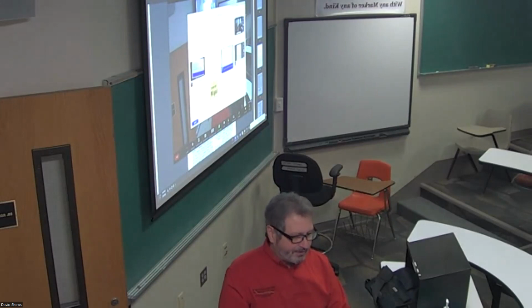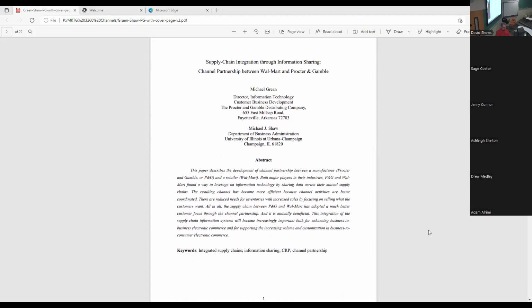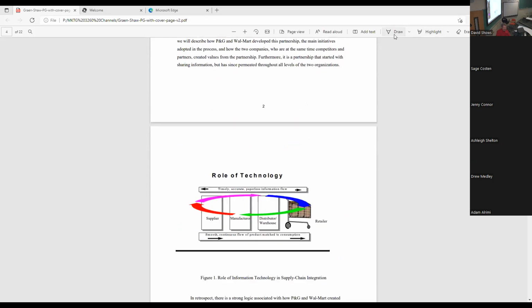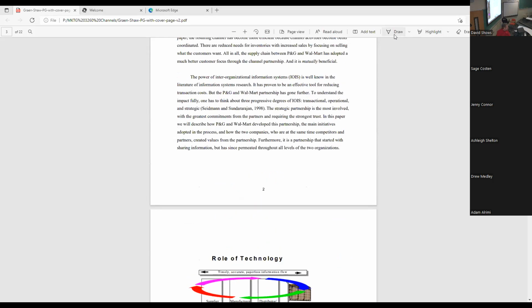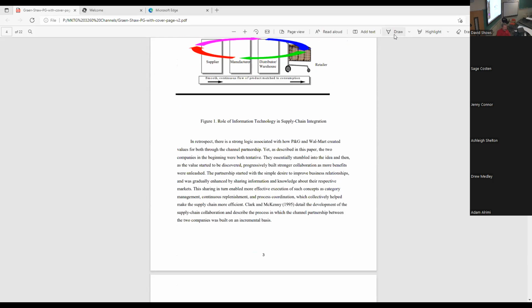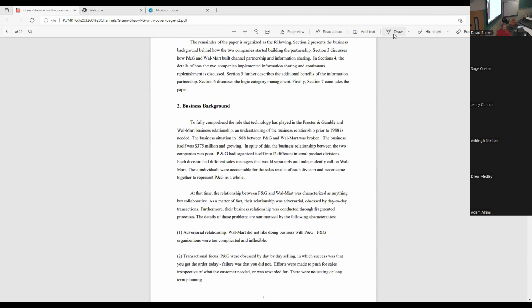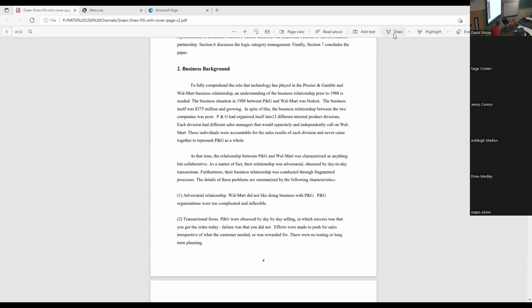And this is a very interesting article about the supply chain between Walmart and Procter & Gamble. I was reading this just before class, and I was thinking to myself, how far have we gone? This article is fascinating. It talks about the success between Procter & Gamble and Walmart, and one of the fascinating things is that the relationship was actually pretty contentious at one time.